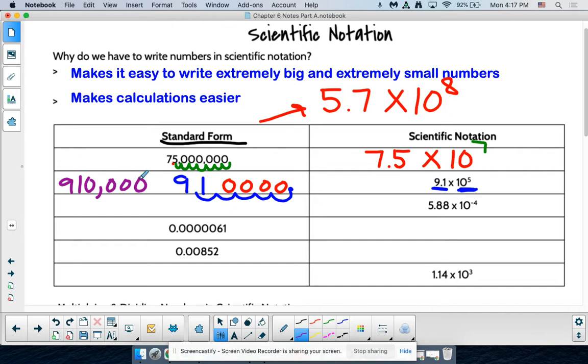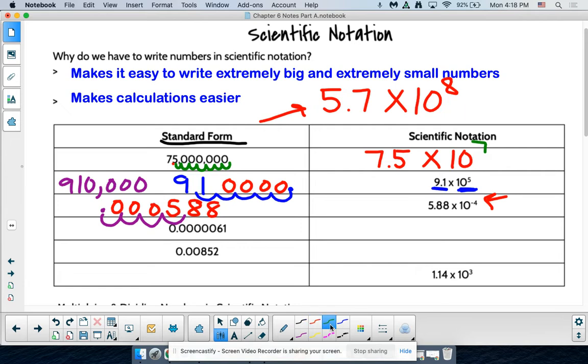All right, let's try another one. We're going from scientific notation to standard form. So I'm going to start with my 588. I'm not going to put my decimal because I know it's going to move. But I'm going 10 to the negative 4. And since it's negative, I'm going to go to the left. It's going to be really small. It's going to be a small decimal. So let's count in our little loopies here. Ready? There's 1, 2, 3, 4. So now I'm going to fill in my zeros. So our new number is 0.00588.